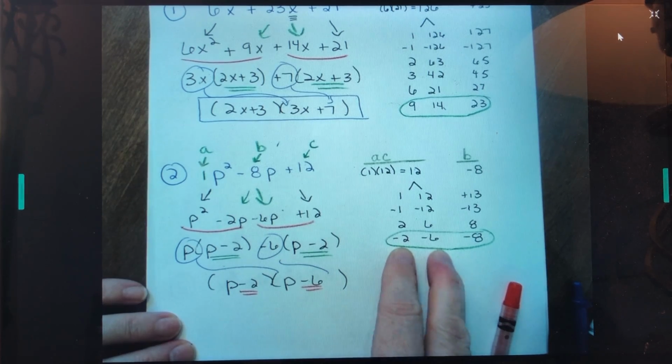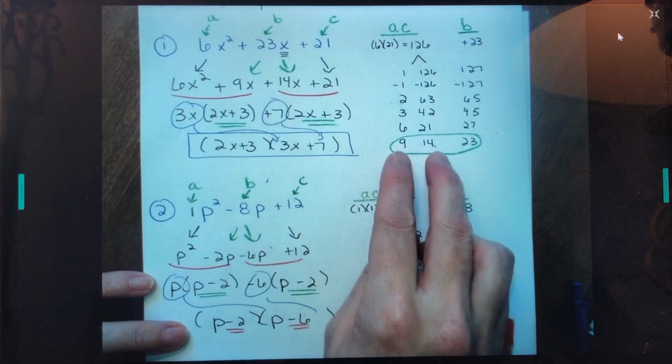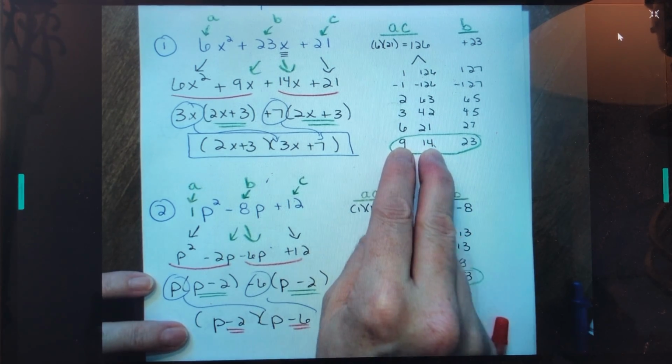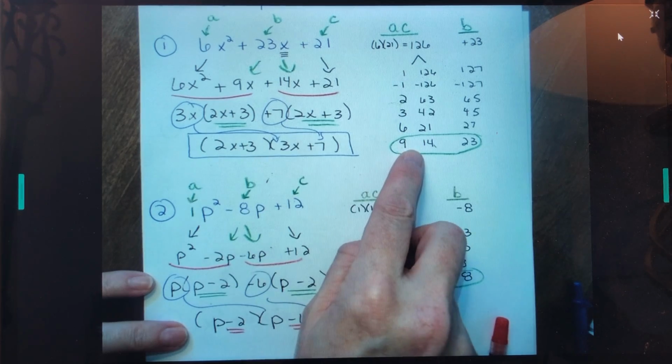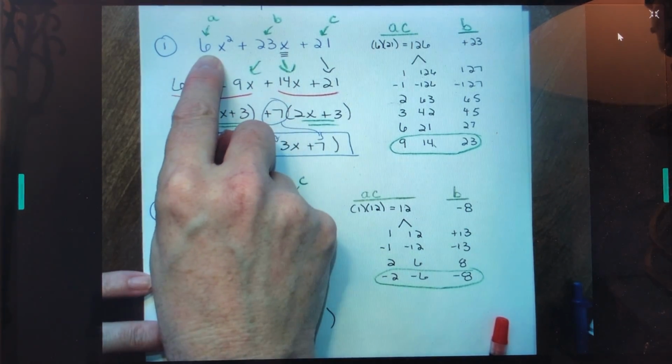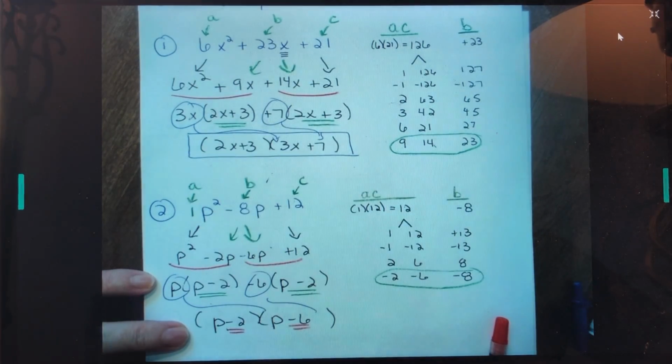You just take these 2 numbers and map them in. Now notice this was not the case in the problem above. My 2 numbers were a 9 and a 14. I don't see any 9s and 14s down here, and it's because A was not a 1, which means you have to go through this full grouping process to get the factorization complete.